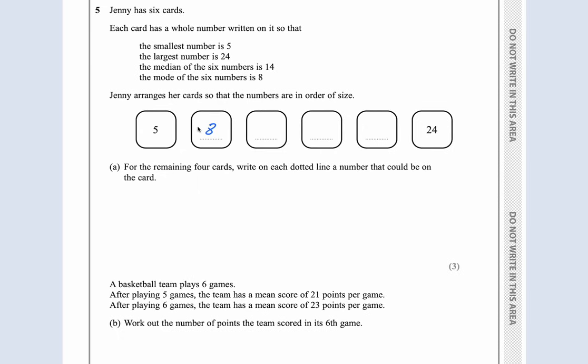So this has to be 8 because it's in order of size. And this has to be 8 because I need at least 2. This can't be 8 because the median is here. The median is bang in the middle of these 2 cards because it's the middle. So the median, which is 14, has to be halfway between 8 and this card here. So this card has to be, if I do 8 plus 6 gives me 14, 14 plus 6 gives me 20. This has to be 20.